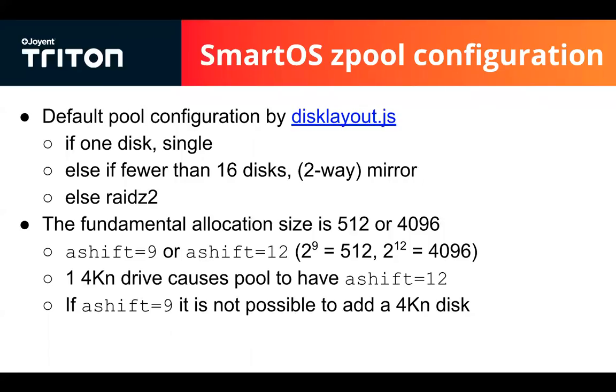So if you have a pool with ashift equals 9, it's not possible to add a 4KN disk. It may be possible to add a 512e disk with a patch that's floating around. There's a code review for it, but it hasn't been integrated.